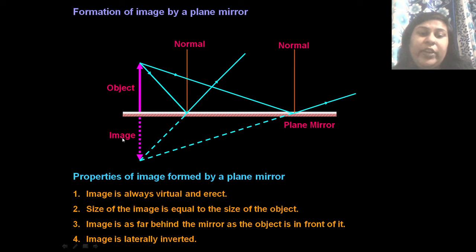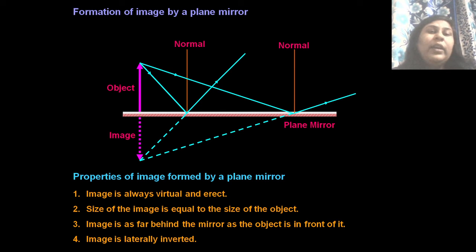And laterally inverted, this term is used here. What does it mean? Basically, this is a phenomenon that is known as lateral inversion. It means when you are looking into the dressing mirror, you can often observe that your right hand looks like the left hand, and the left hand looks like the right hand in a plane mirror. That sideways change is known as lateral inversion. It means the right side of the object seems to be the left side of the image, and the left side of the object seems to be the right side of the image. That is known as lateral inversion.